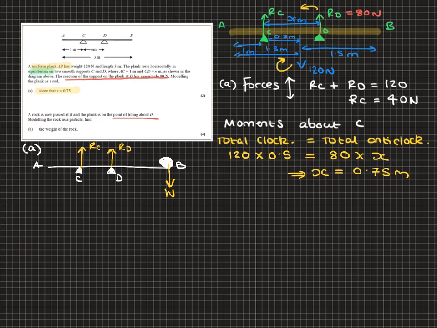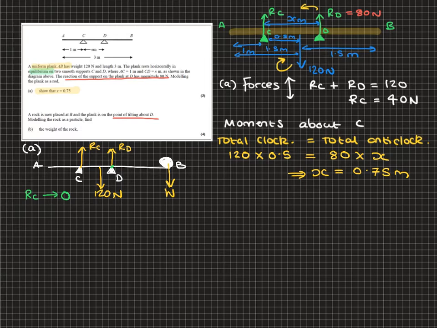So let's put in, just to finish off, the weight of the rod as well, which is 120 newtons. Now, because the plank is on the point of tilting about D, due to the weight of the rod pushing it down in one direction, what happens is that RC starts to become smaller and smaller and starts to approach a value of 0.